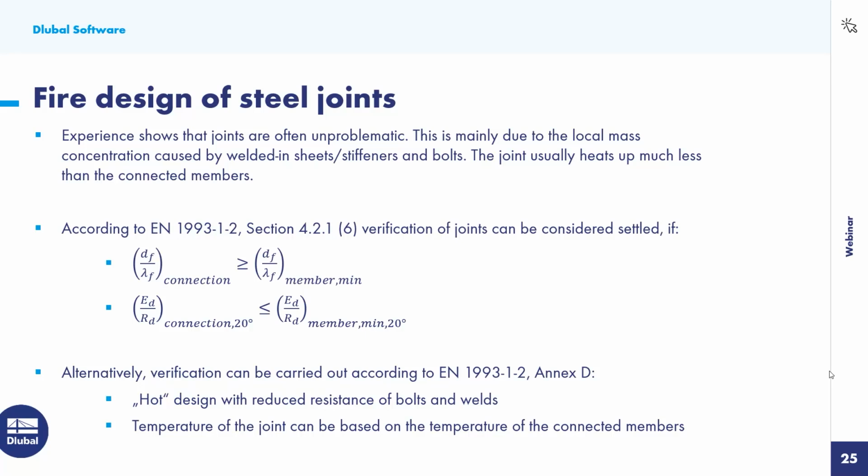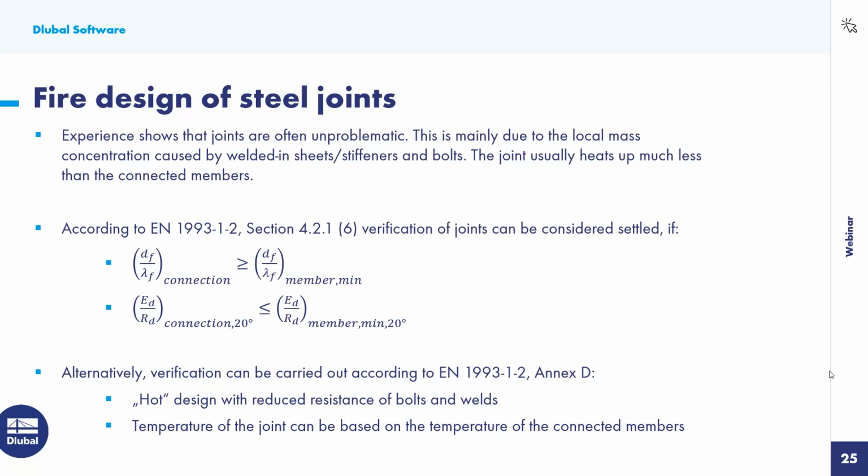So under section 4.2.1, it says that the verification of joints can be considered settled if the fire protection system used for the joint is equivalent or better than the fire protection system of the joint members. And the second condition is that the utilization of the joint should be lower than the utilization of all the joint members under normal temperature. So in the best case scenario, we wouldn't even need to do a hot design for our joint.